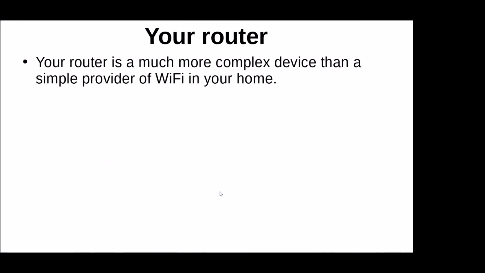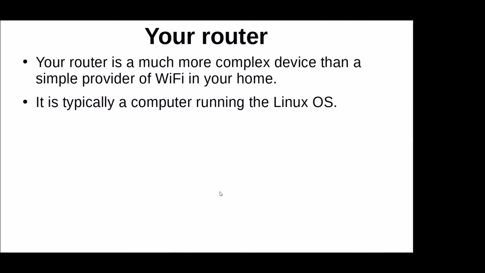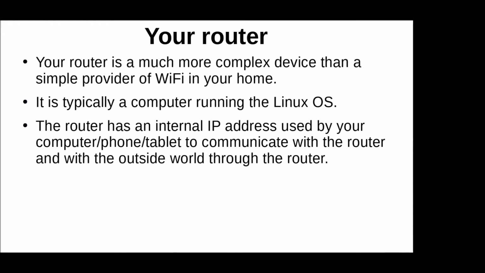Now let's talk about the role of your router in all of this. It's a much more complex device than a simple provider of Wi-Fi to your home. It's typically a computer running the Linux operating system. The router has its own internal IP address. We've already seen examples of that. That means the address that is used on your local area network by your computer or your phone or your tablet to communicate with the router itself and with the outside world through the router, because the router is the only thing in your home that has a connection directly to the outside world, what we call the internet.